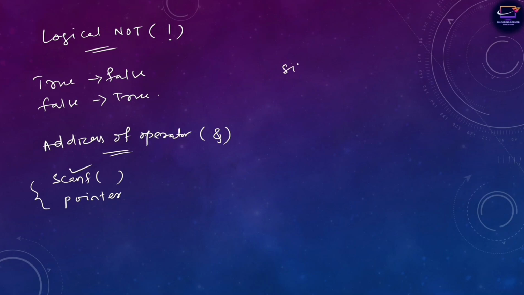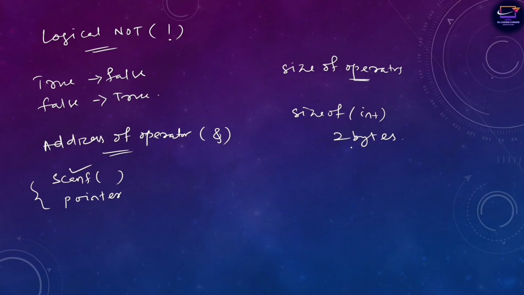Okay, next is our sizeof operator. So the sizeof operator, you can say, whatever value we can give here. Suppose I give sizeof int. So it will produce 2 bytes. As a result, it will give the memory size in bytes. It is used to find the size of a variable or data type, like int a, and I will write sizeof a. So it will give me 2 bytes as a result, right?